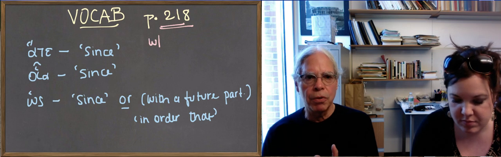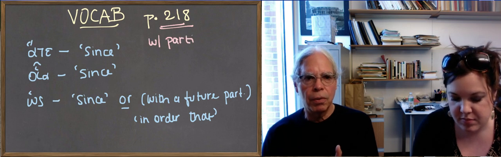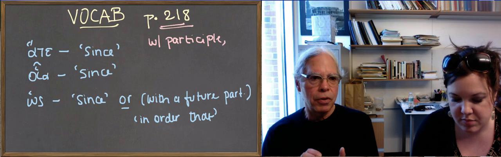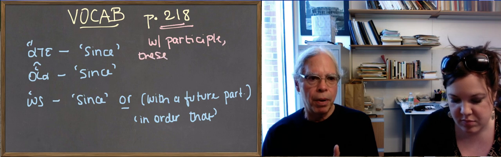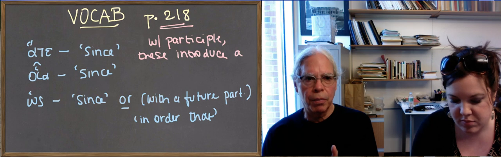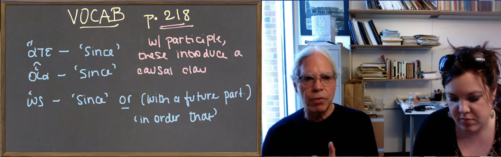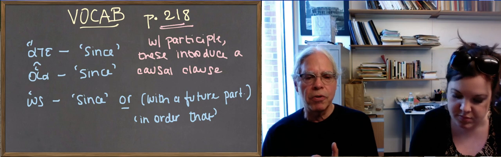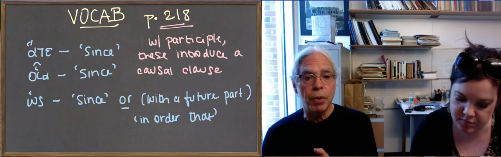In other words, that we do with the English word since, okay? So hate followed by a participle, and hoia followed by a participle, and hos followed by a participle will mean since, okay? The last one won't mean since if the participle after the hos is a future participle.